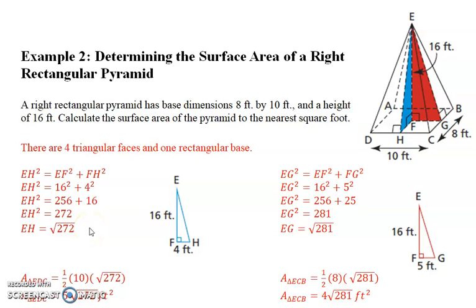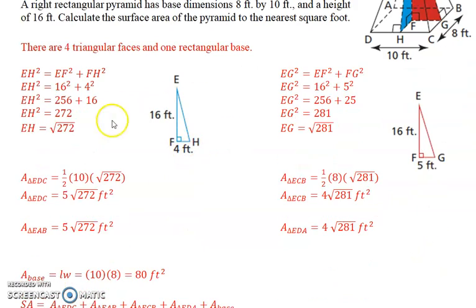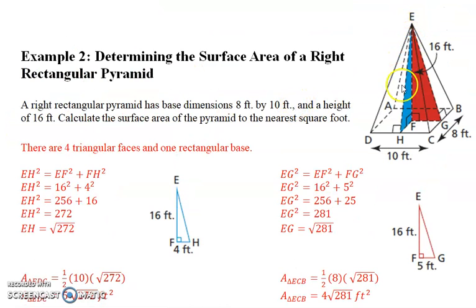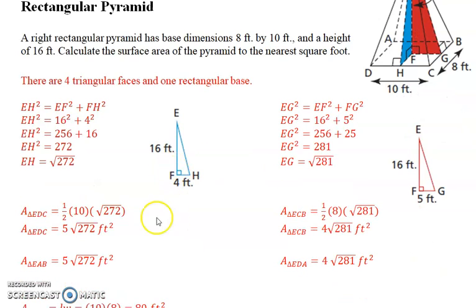I get the square root of 272. There is no need, at this point, to find that value. You don't need to take the square root of 272. It's not necessary. So just leave it as the square root of 272. Once we have calculated the distance from E to H, which is right here, the actual slant height in your diagram, now we can find the area of that face.